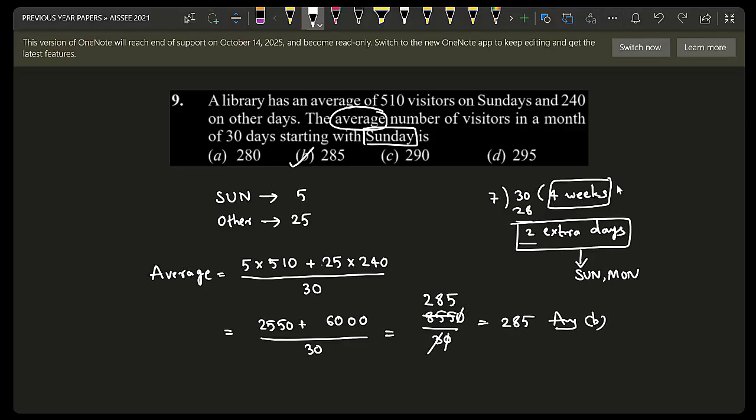So total how many Sundays are there in that month? Sir, 5 Sundays. What are the other days in that month? Sir, 25. Why 25? 30 minus 5, 25, right? Yes, sir.